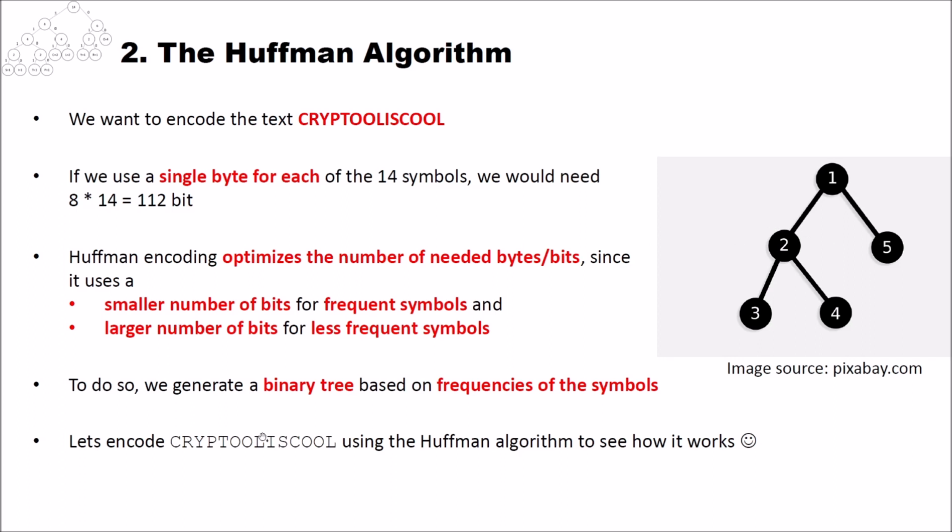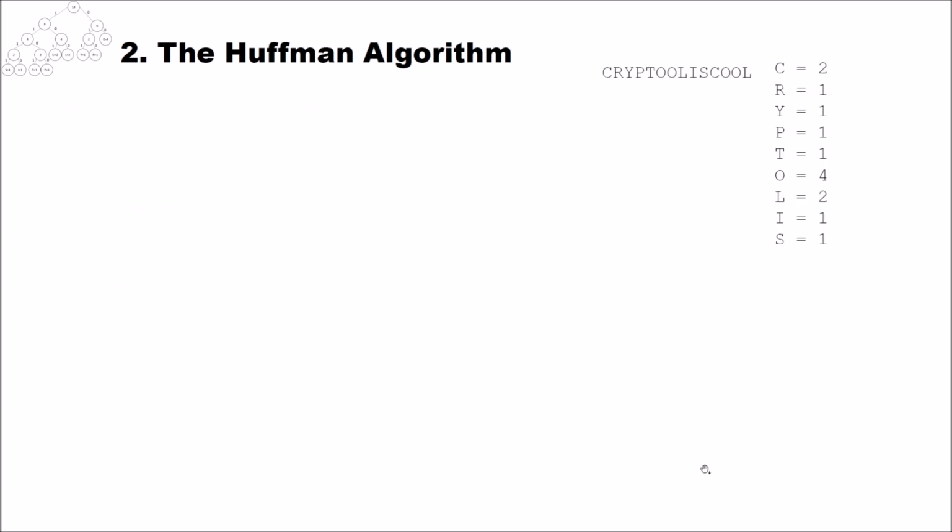Let's encode CrypTool is cool using the Huffman algorithm to see how it actually works. To do so, we first make some space here, and then we have our text here, CrypTool is cool. The first step in the Huffman algorithm is to compute the frequencies of all symbols, or in this case, of all letters. So the C occurs 2 times, the R 1, the Y 1, the P 1, the T 1, the O is the most frequent letter, it has 4 occurrences, then we have the L 2 times, the I 1 and the S 1.